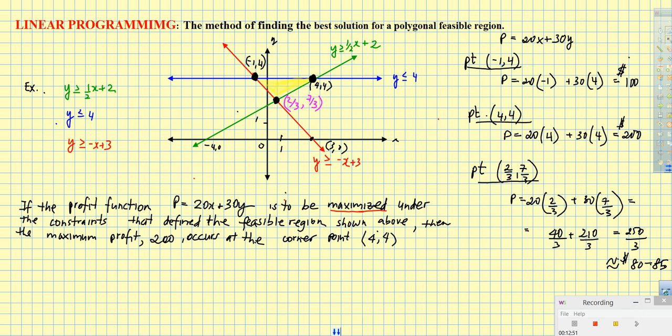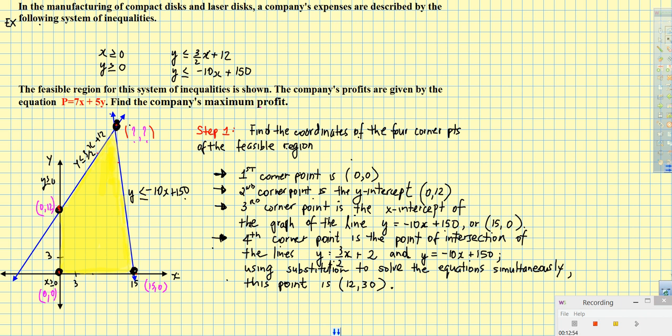Okay, so we have another question here. It says, in the manufacturing of compact discs and laser discs, a company's expenses are described by the following system of inequalities: x is greater than or equal to 0, y is greater than or equal to 0, y is less than or equal to 3/2 x plus 12, y is less than or equal to negative 10x plus 150. So all of that has been graphed for you now. And we are told that the company's profits are given by this equation, P is equal to 7x plus 5y. And they want you to find the company's maximum profit.